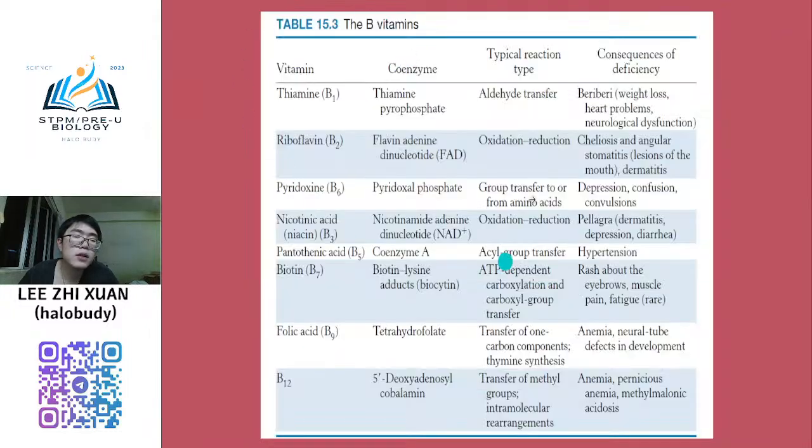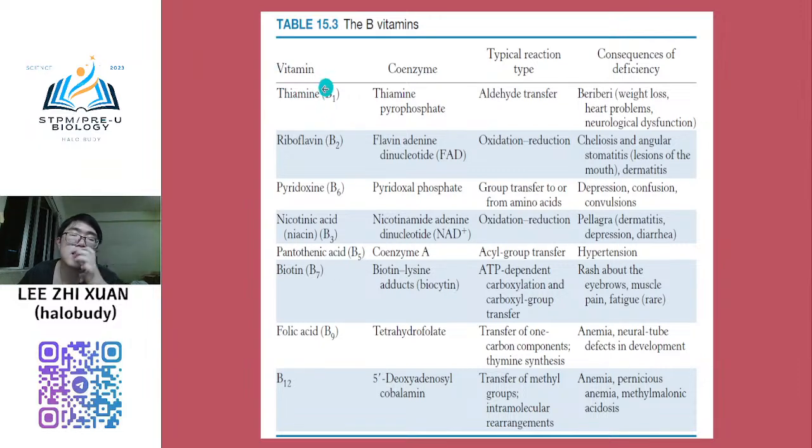Okay, so this one is vitamin B. Vitamin B is very important. It is the origin of the coenzyme and also the prosthetic group. Both coenzyme and prosthetic group originate from vitamin B.